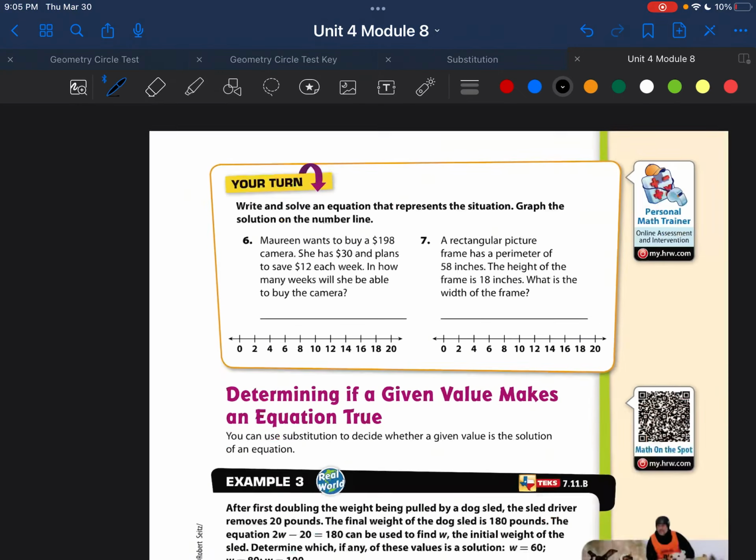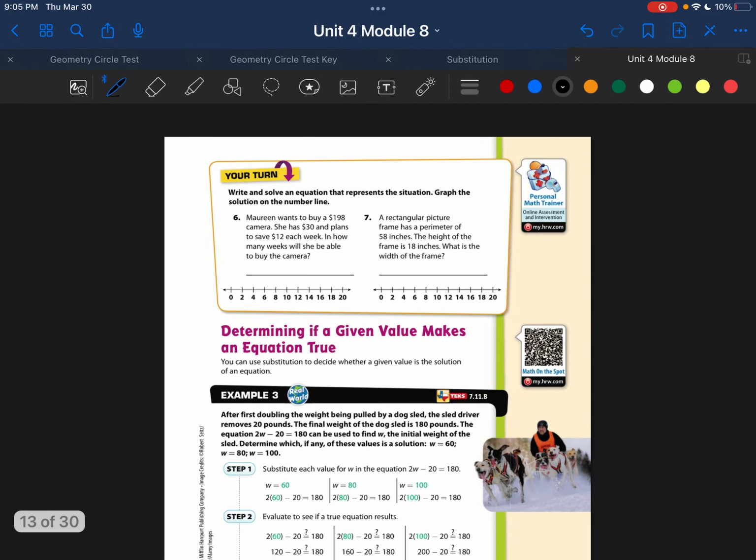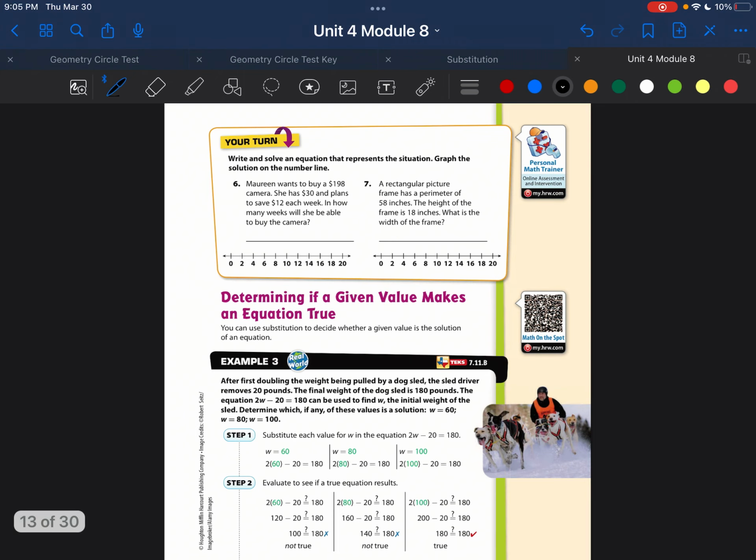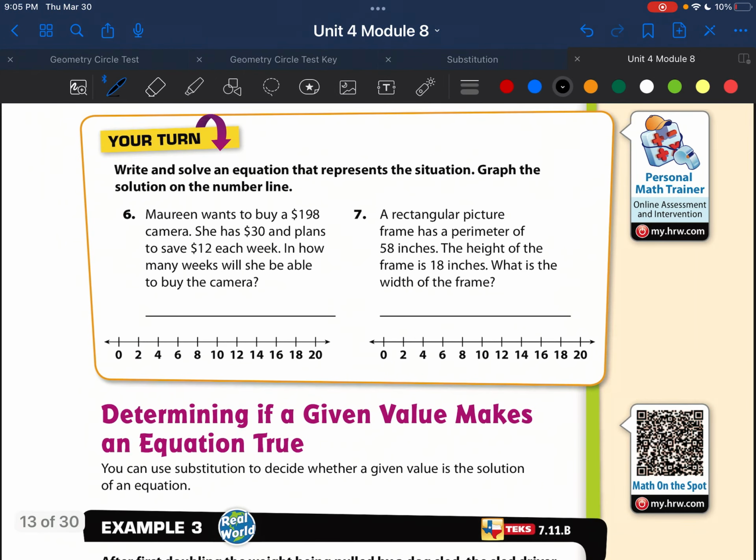All right, so go ahead on to our next page, 253, okay? We're going to do these together. Go ahead, take a moment and read number 6 by yourself. I'm going to give you a few seconds. Make sure to underline and circle the important information that you need.